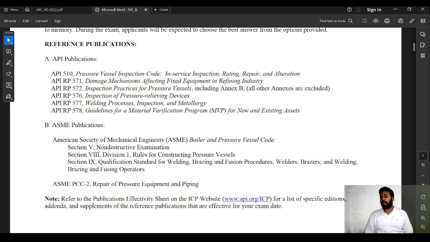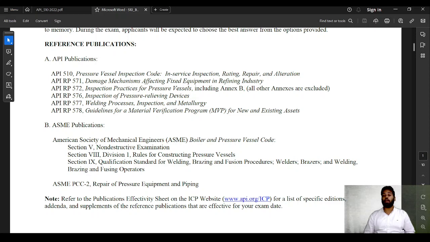Next is damage mechanism, API RP 571. So API RP 571 is damage mechanisms affecting fixed equipments in refinery industry. This means that this document is common for most of the ICP examinations. You have different types of damage mechanisms that are listed down in API 571. You have approximately 62 damage mechanisms that are listed down there.